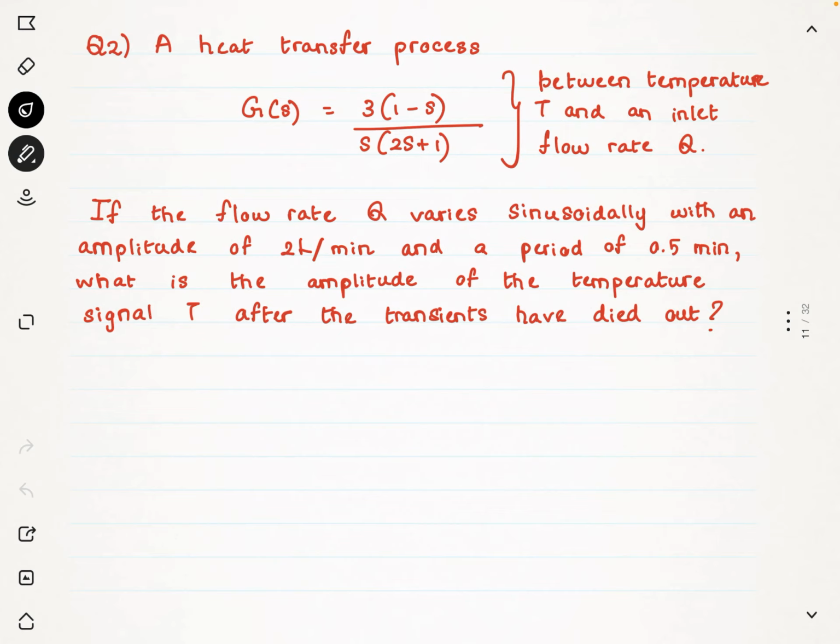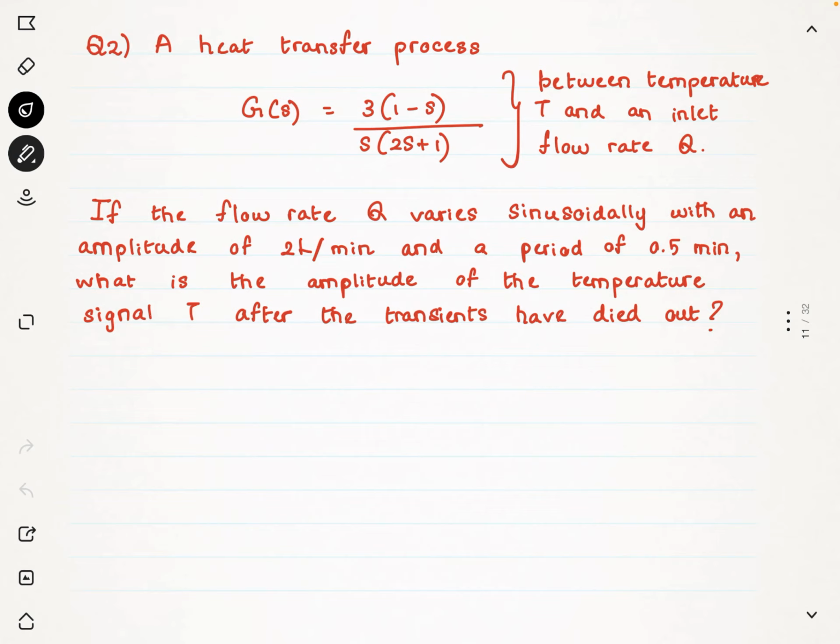So let me read question 2 first. A heat transfer process has the following transfer function. G of s is equal to 3 into 1 minus s by s into 2s plus 1. The transfer function is between the temperature, which is the output, and the inlet flow rate Q. If the flow rate varies sinusoidally with an amplitude of 2 liters per minute and a period of 0.5 minutes, what is the amplitude of the temperature signal after the transients have died out?